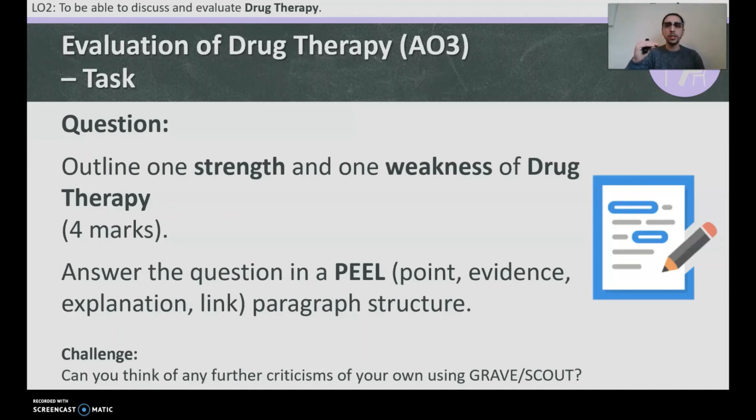We're not an American president. We don't make points without evidence. And then explain what this means. Relate it back and then link it back to the question, okay? PEEL your paragraph structures. Okay, give that a go. One strength and one weakness. Give yourself 5 minutes.